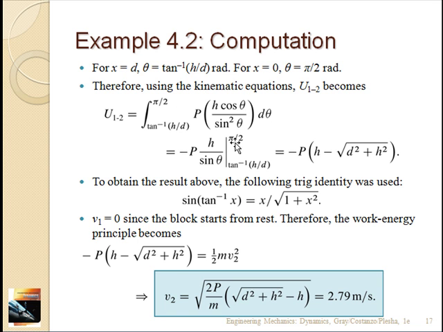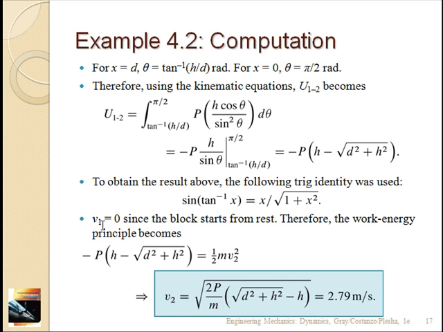We can do this integral exactly. We put in the limits, and so we find the work done on that little block is minus P times h minus the square root of d squared plus h squared. This is always greater than h, so this is always negative, so the work done is positive. Okay, and we did use a trig identity to do that.